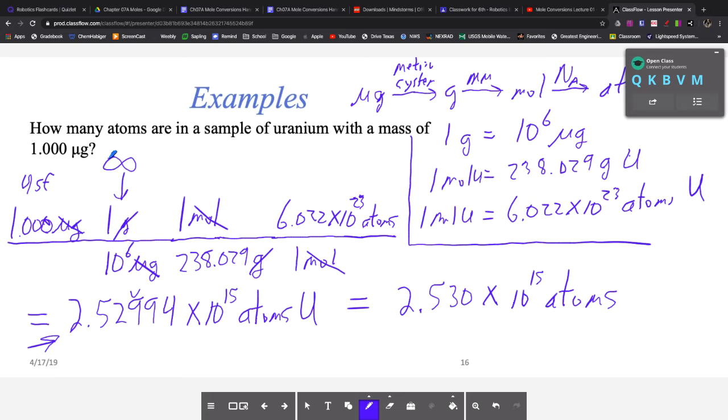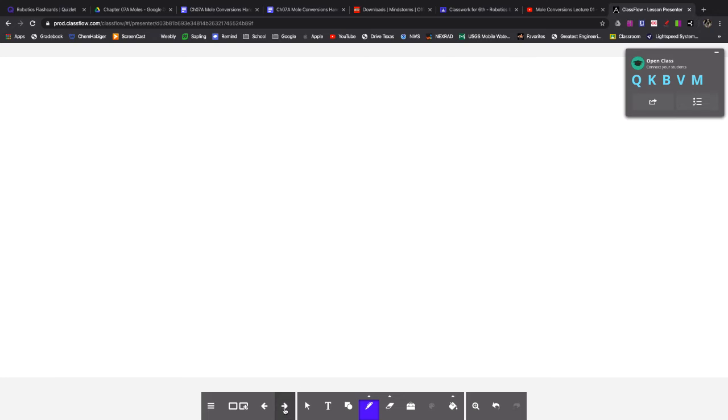We count over 4: 1, 2, 3, 4. I marked that 9 as the 4th significant figure. The next digit is a 9. That means that 9 rounds up to a 10. Or you can think of it as that 29 rounds up to a 30. And so we end up with 2.530 times 10 to the 15th. We've got to have that 0 to show that there's 4 significant figures. You can't drop that 0 off. And that's atoms of uranium.